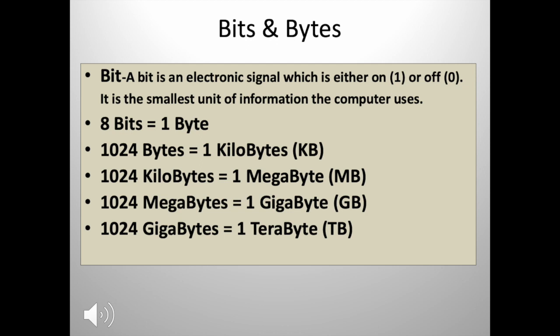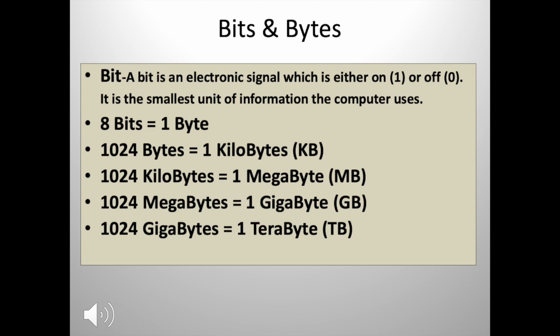A bit is an electronic signal which is either on, represented by a 1, or off, represented by a 0. It is the smallest unit of information the computer uses. 8 bits equals 1 byte.